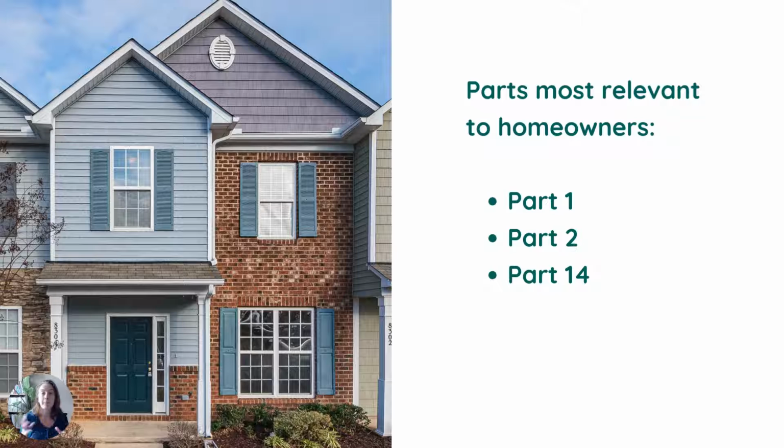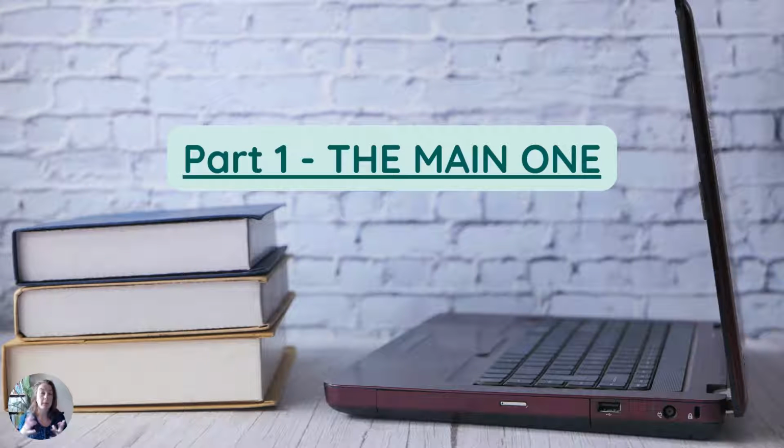So the parts of the permitted development legislation that are most relevant to homeowners are Part 1, Part 2, and Part 14. And I'm going to go into Part 1 in most detail because Part 1 is the main one. It's the one that deals with the extensions and the loft conversion, dormer, extension, and changing windows and all of those sorts of things. All the bigger changes that you might want to make to your house, that's what Part 1 is dealing with. So we'll go into that in more detail.